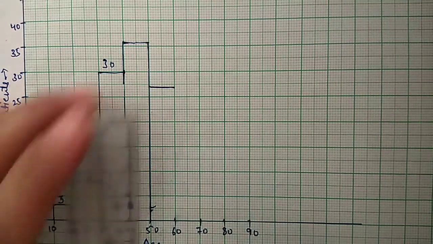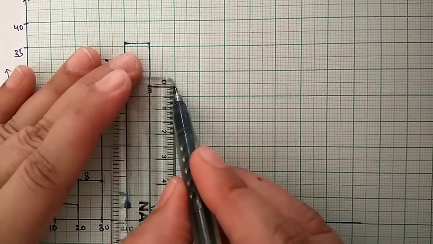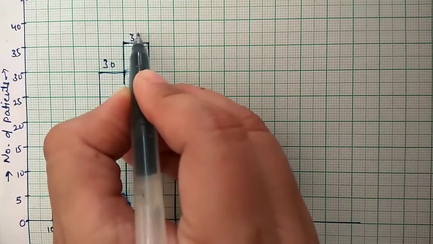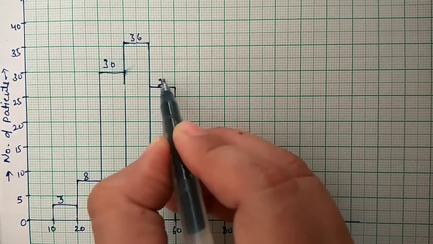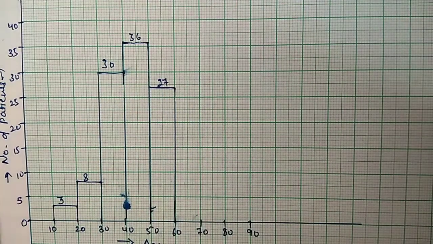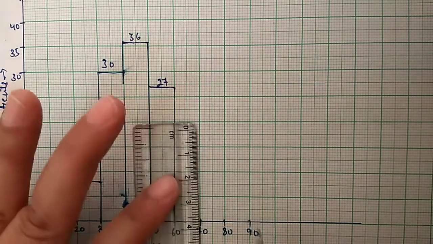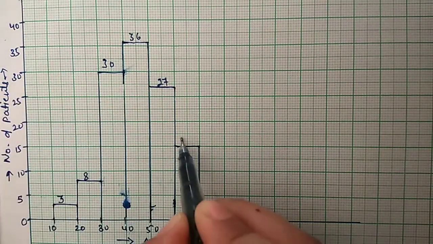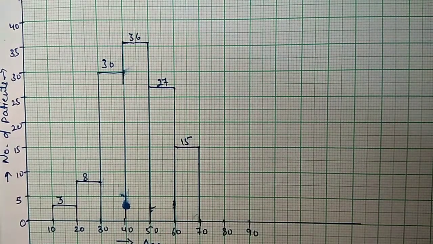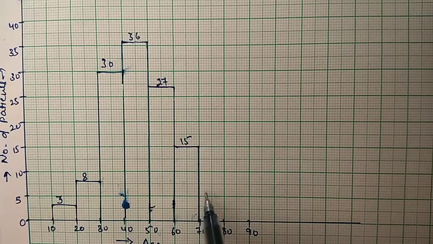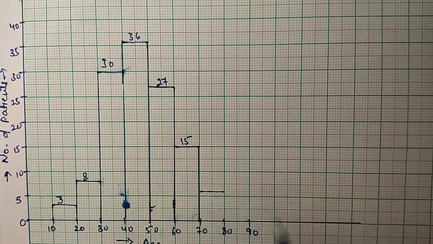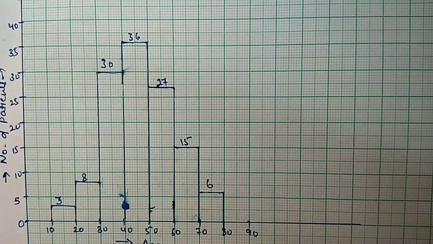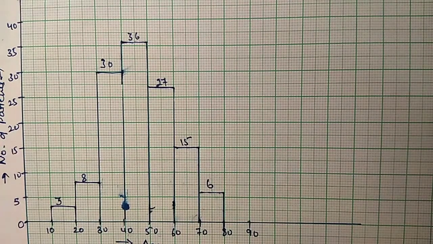These boxes, count very carefully. It should not be wrong. This is 30, 36 and this is 27. Next, between 60 to 70 it is 15. And 70 to 80 it is 6. So 6 will be after 5, 2 more boxes. It is 6. So this is the histogram for question number 9.